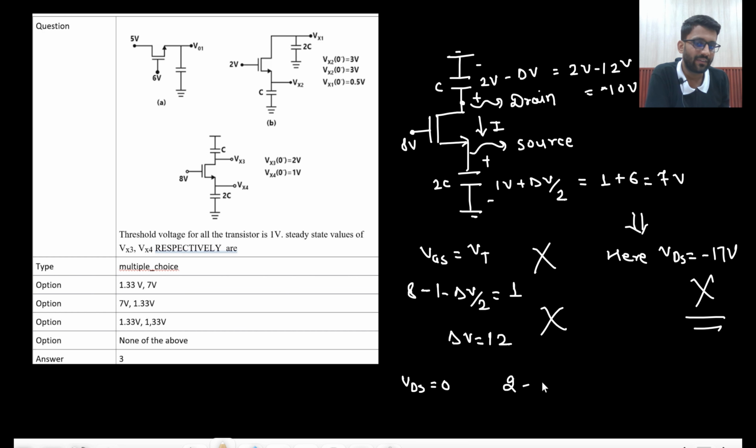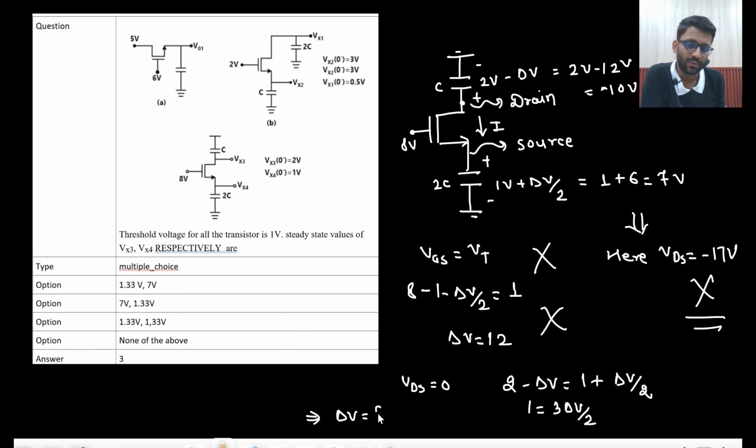So 2 minus delta V is equal to the source potential, that is 1 plus delta V by 2. So 1 is equal to 3 delta V by 2. So delta V is equal to 2 by 3. So what will be your Vx3? Your Vx3 will be 2 minus 2 by 3. 2 by 3 is 0.67. So that would be 1.33.